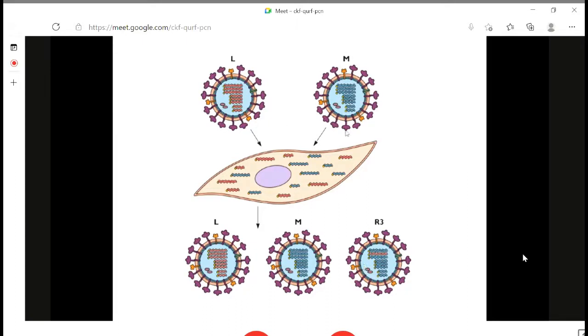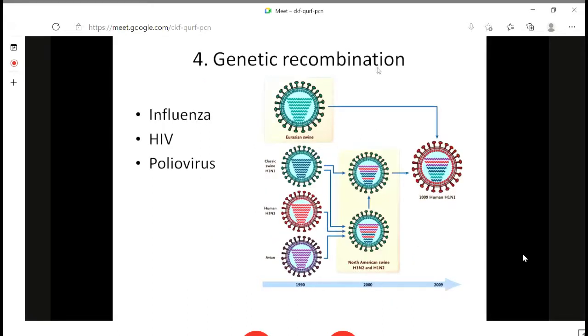If you can see here, it is depicted with the colored segments, the red and blue segments, L and M. These are the red and blue color syntheses that take place. And when they get assembled, here are all the red segments, here all the blue segments. But in this virus, you can see they have exchanged one segment. This kind of phenomenon is called genetic recombination. So genetic recombination gives rise to a new type of virus.